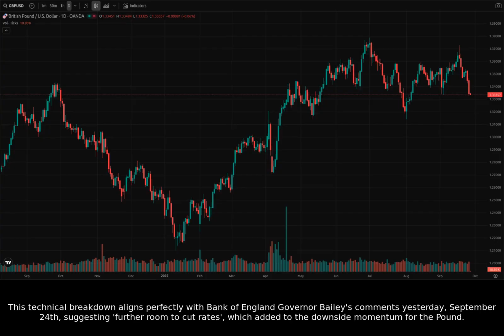This technical breakdown aligns perfectly with Bank of England Governor Bailey's comments yesterday, September 24th, suggesting further room to cut rates, which added to the downside momentum for the pound.